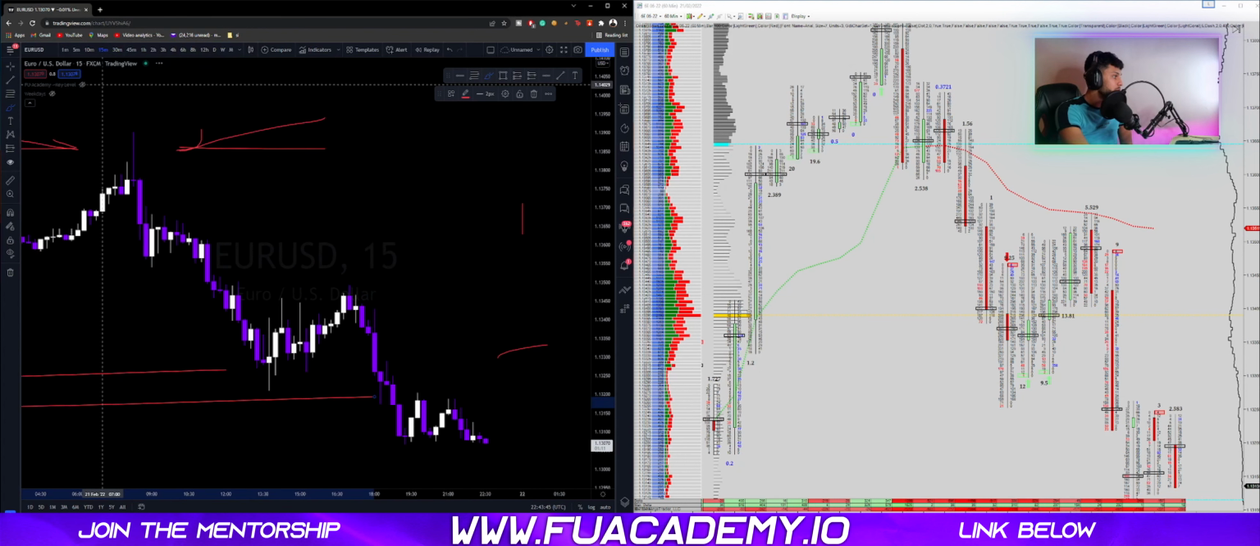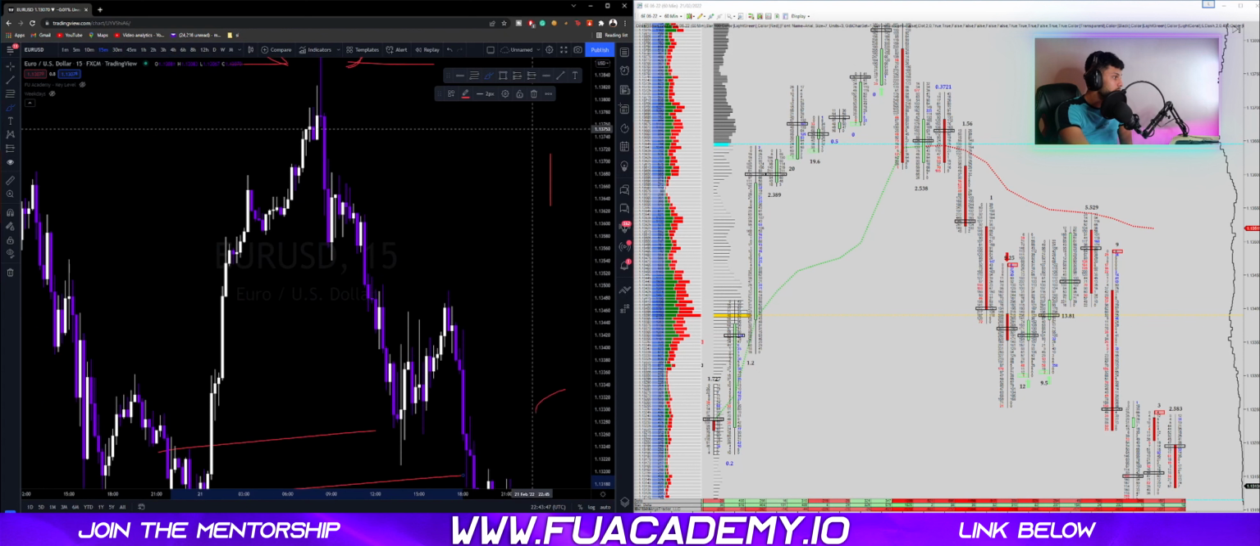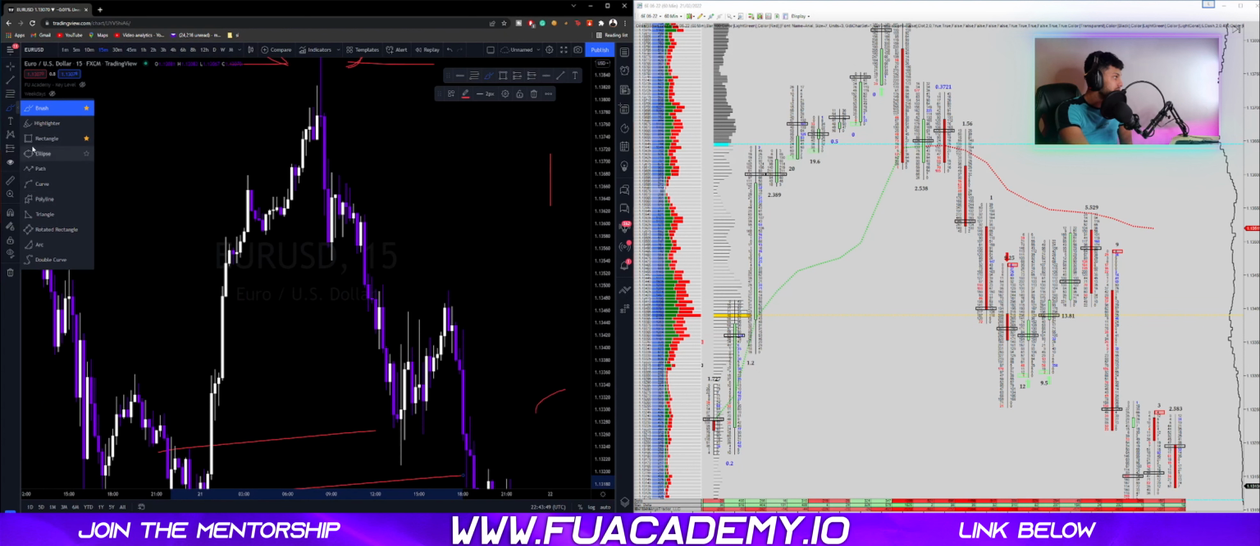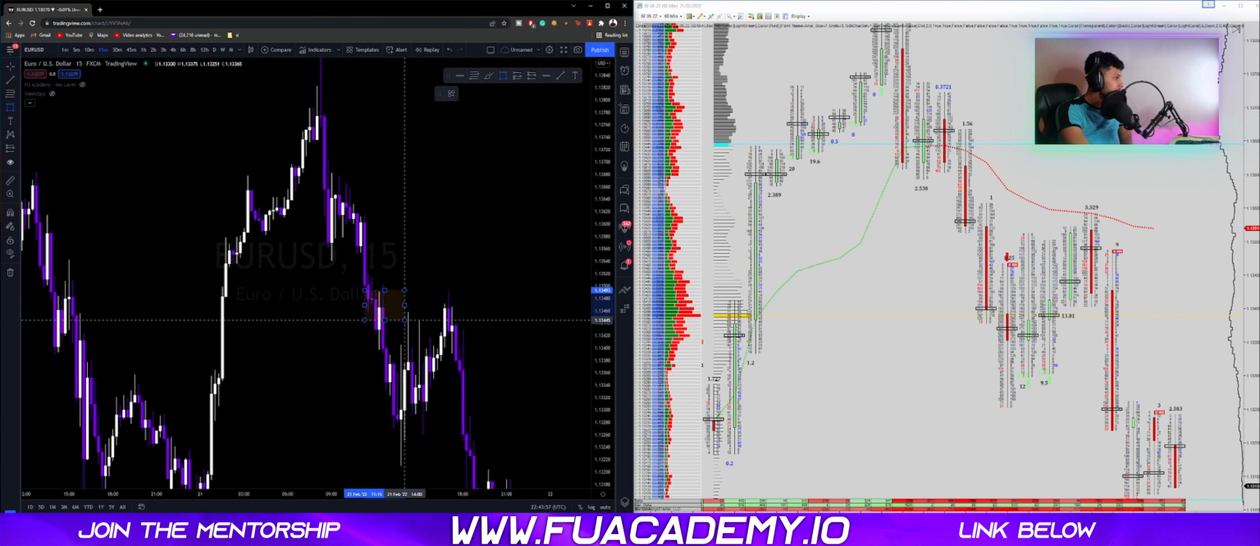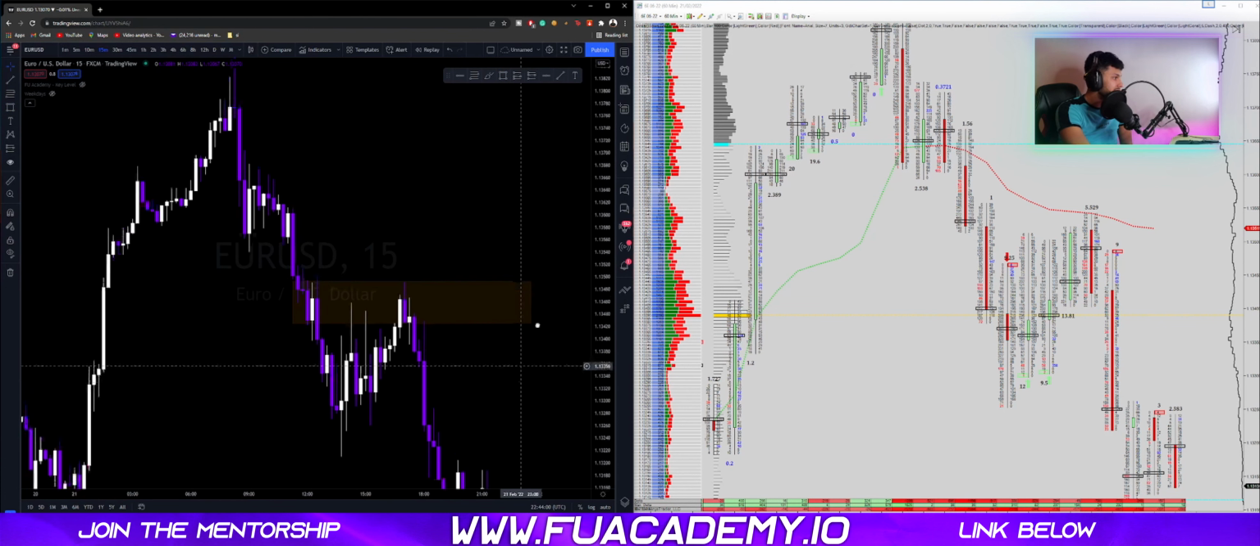What did we do though? All we did was simply retrace back into the supply that we have right here. Oops, wrong tool. Let me actually have it in here real quick. So we retraced into the supply that we had right here.